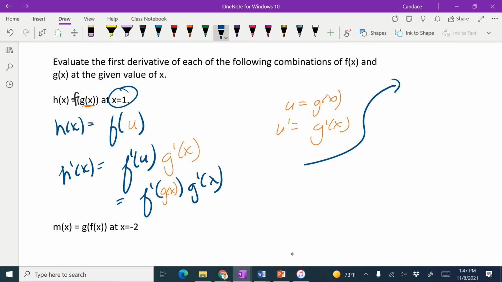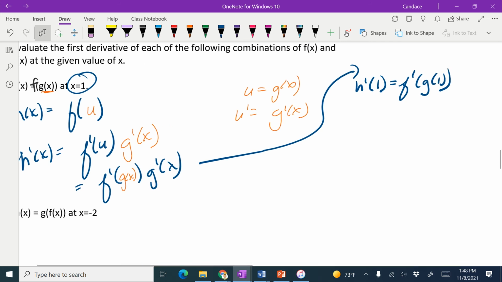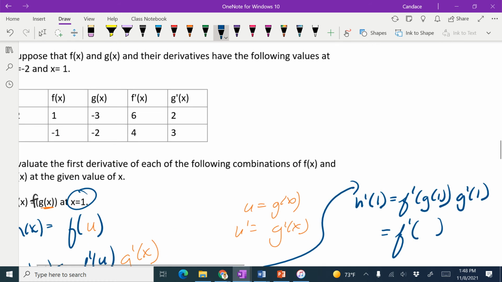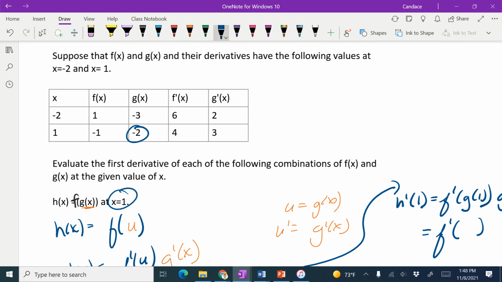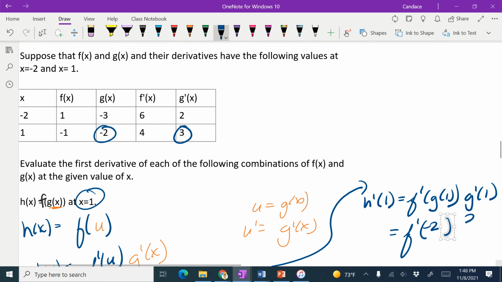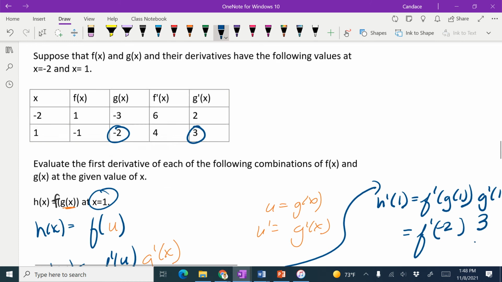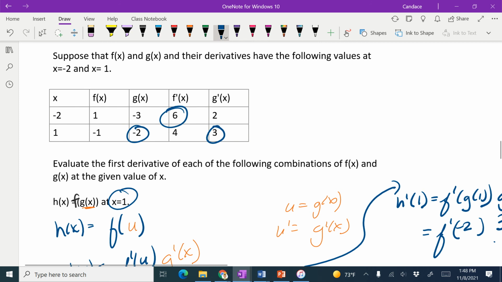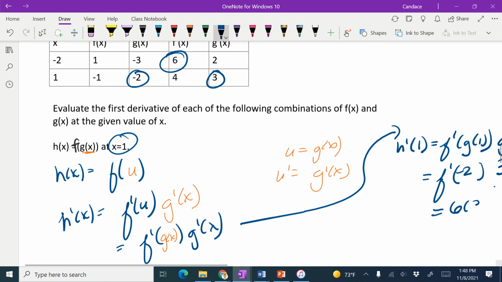So I'm going to move my work up over here. So we've got h prime of 1 equals f prime of g of 1 times g prime of 1. So g of 1 is just a y value. So I'm looking for g of 1, which is -2. And then g prime of 1 is 3. Then we're going to find f prime of -2, which is 6. Multiply that by 3, and we get 18.